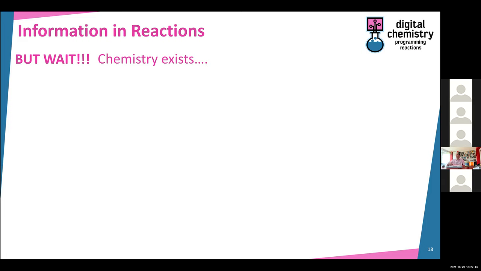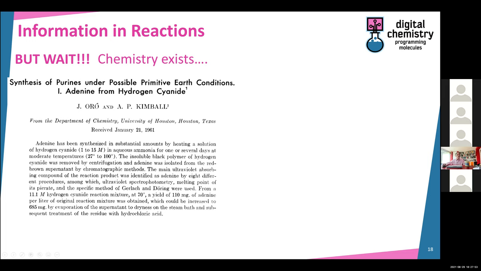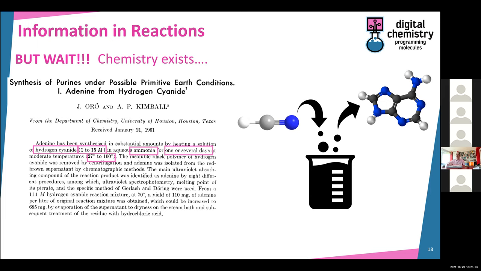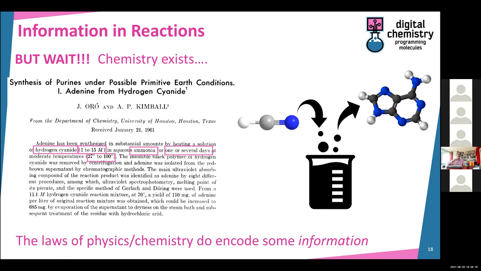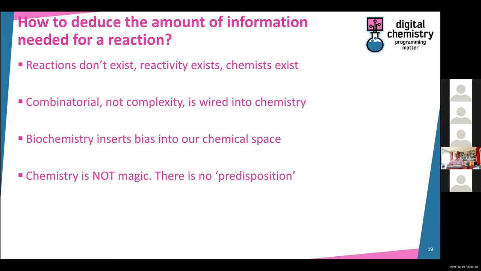Now, we do understand that chemistry has information. Chemistry exists. Here's an example of a one-pot synthesis of adenine just from hydrogen cyanide. And people have been arguing for a very long time about the origin of life, saying, how can we make complex molecules in the laboratory? Where does the information come from? Well, of course, here there's a recipe that you follow. And the recipe is fairly simple. So you can imagine that going from cyanide to adenine might be easy. And the laws of chemistry do encode some information. So that means we want to be able to understand how much information is needed for a reaction. And that is important because we want to understand how to develop new reactions and to find the structure of chemical reactions.